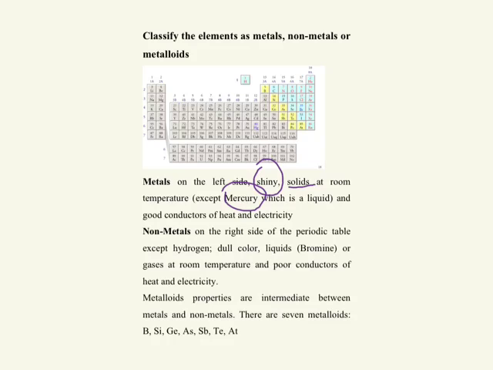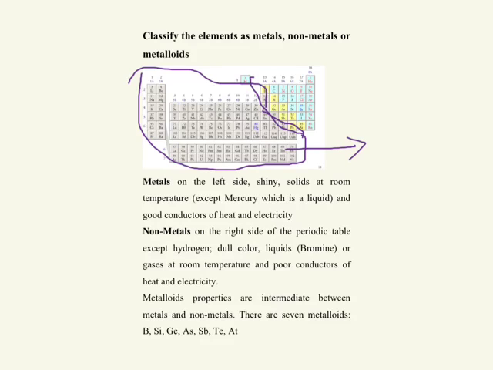If you look in the periodic table, you will find metals on the left side of the periodic table, and here these all are the metals. Below, all these gray color elements are metals. Non-metals are on the right side of the periodic table. They are dull in color. They are poor conductors of heat and electricity.